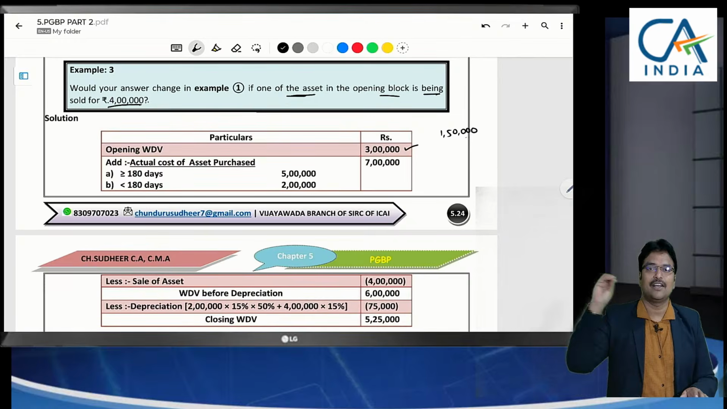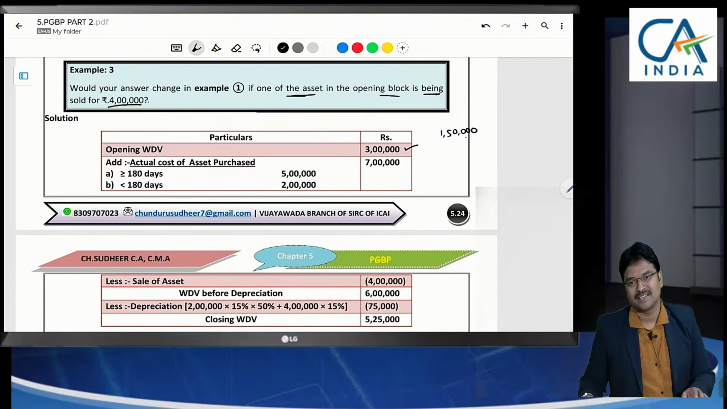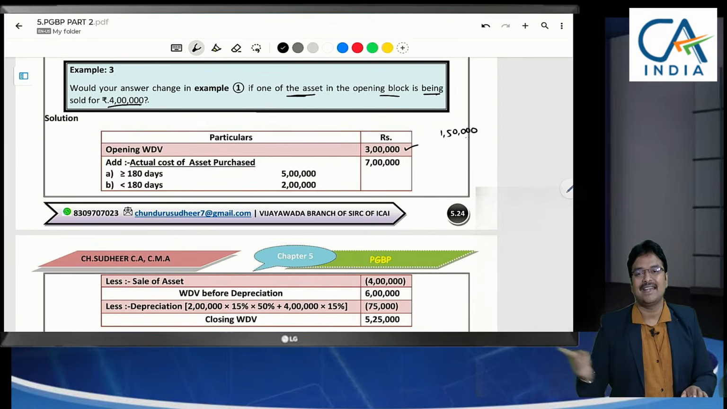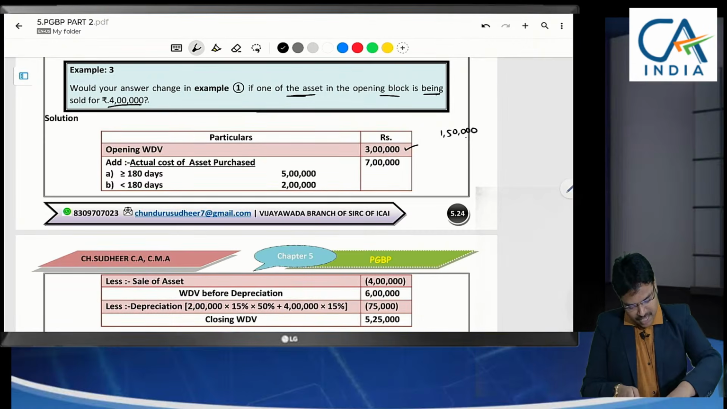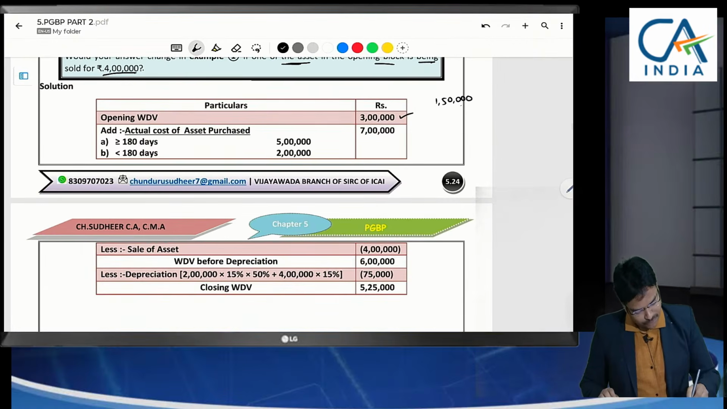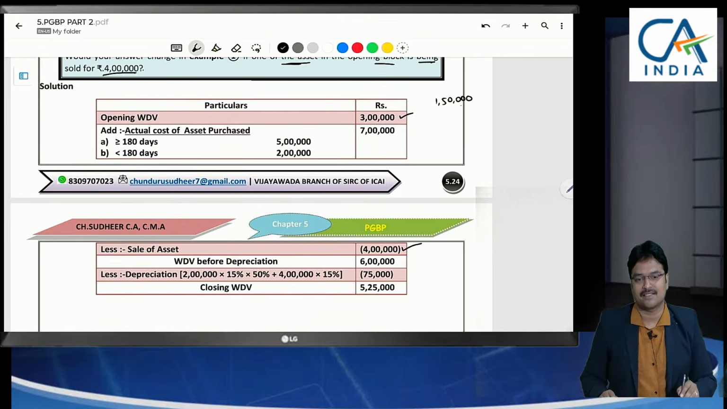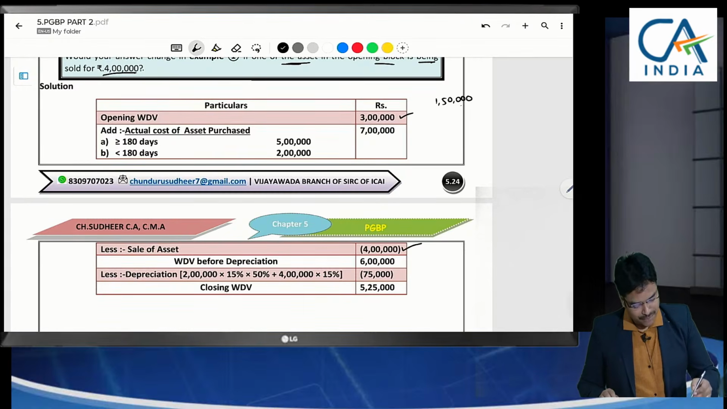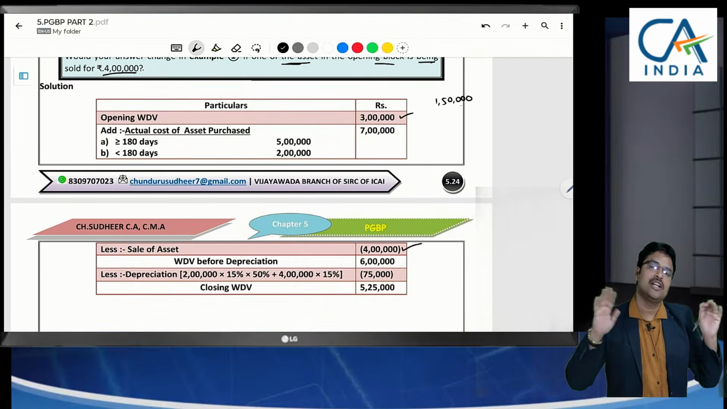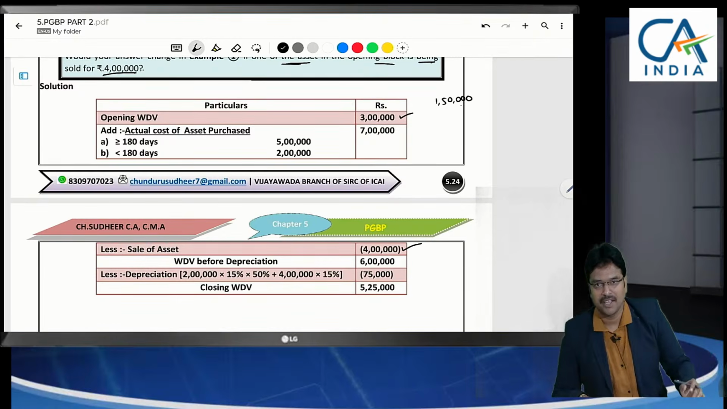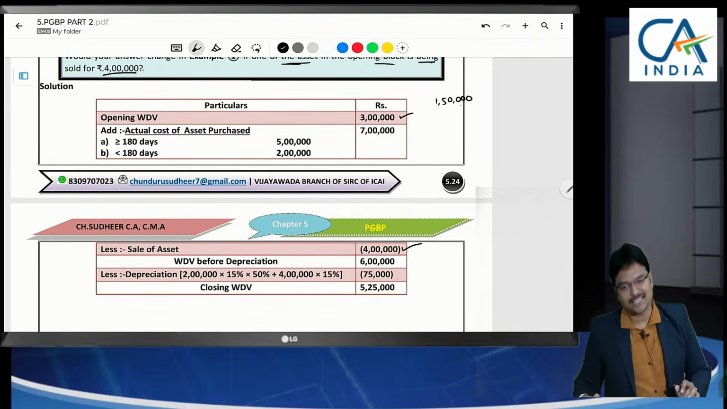Whenever the asset enters into the block, it does not have individual recognition. You have to treat the entire thing as a single block. That's why here, even though the opening asset is sold for 4 lakhs, you reduce that 4 lakhs. So 3 lakhs value, 4 lakhs, 1 lakh gain, we should not treat like that. Where all the assets in the block were sold, then you have to say capital gain. Here we didn't sell all the assets, only one asset is being sold.